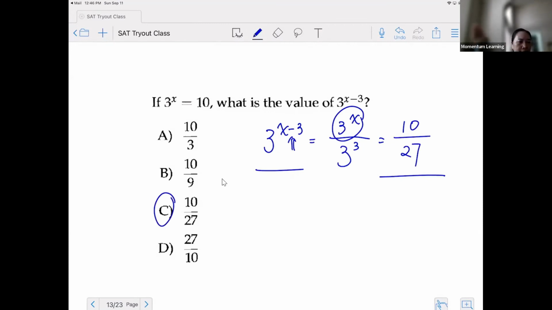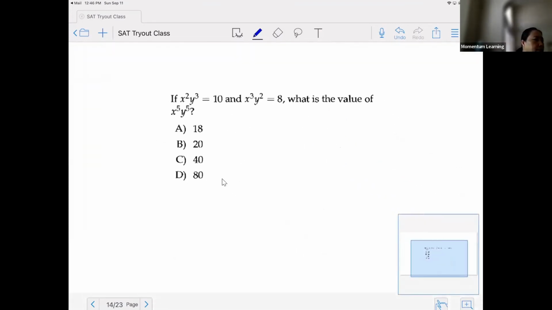You just need to freely manipulate the formula, maybe going from left to right or from right to left. Okay, next one.